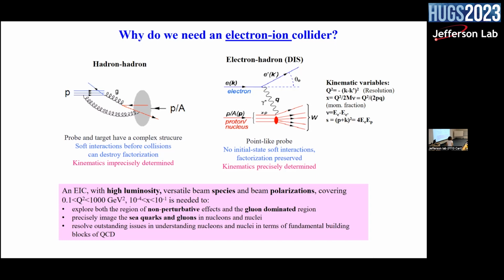The factorization is difficult to apply, and determination of the kinematics is complicated. While if we have a point-like probe without an internal structure, it really probes the structure of the target. So this is why it's important to have an electron-hadron collider. So we need the EIC with high luminosity, different kinds of beam, hadron beam, and different polarization covering a wide kinematic range, so that we can explore the gluon-dominated region and the quarks as well, and understand QCD.